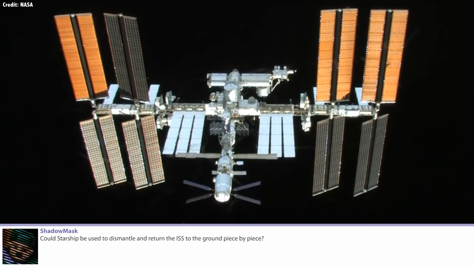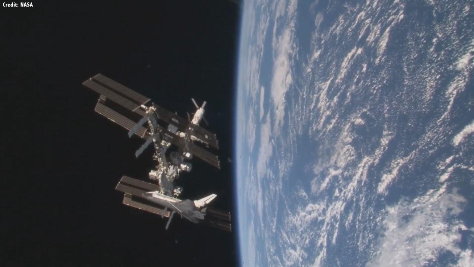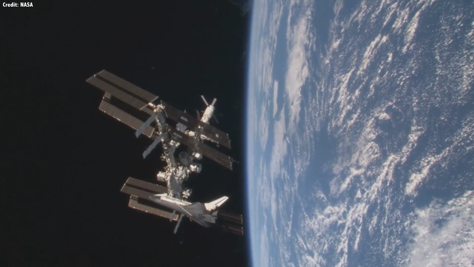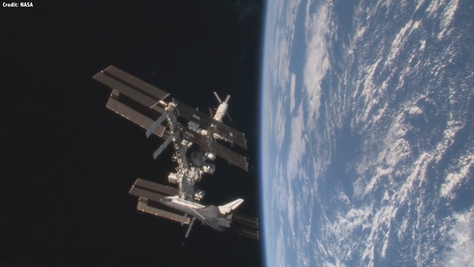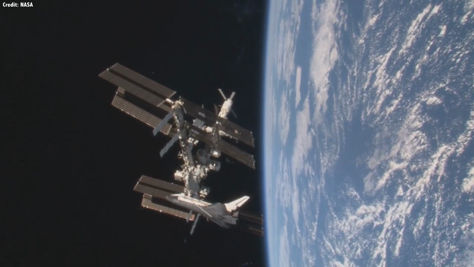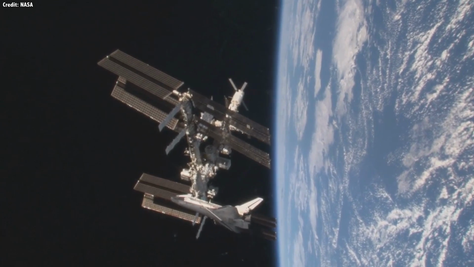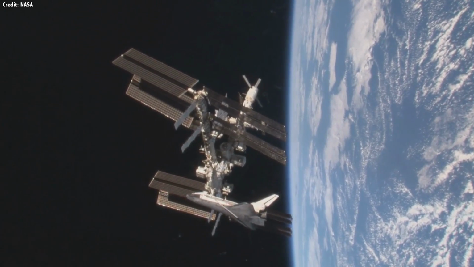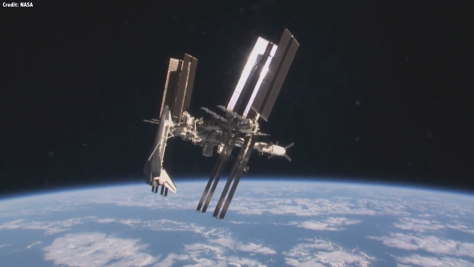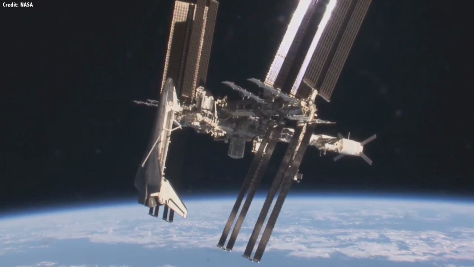Shadow Mask. Could Starship be used to dismantle and return the ISS to the ground piece by piece? I would think so, theoretically. All of the components of the International Space Station were launched by the Space Shuttle, by various rockets from the US and from Russia. And so they were designed to fit within either the Space Shuttle's main cargo bay or within the fairing size of these various rockets, whether it's a Delta or an Atlas or a Proton rocket.